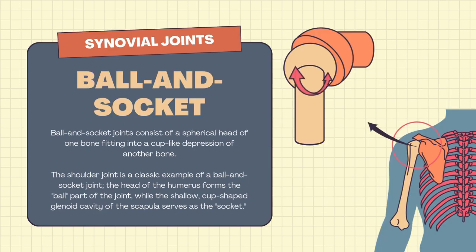Synovial joints. Ball and socket. Ball and socket joints consist of a spherical head of one bone fitting into a cup-like depression of another bone. The shoulder joint is a classic example of a ball and socket joint. The head of the humerus forms the ball part of the joint, while the shallow, cup-shaped glenoid cavity of the scapula serves as the socket.